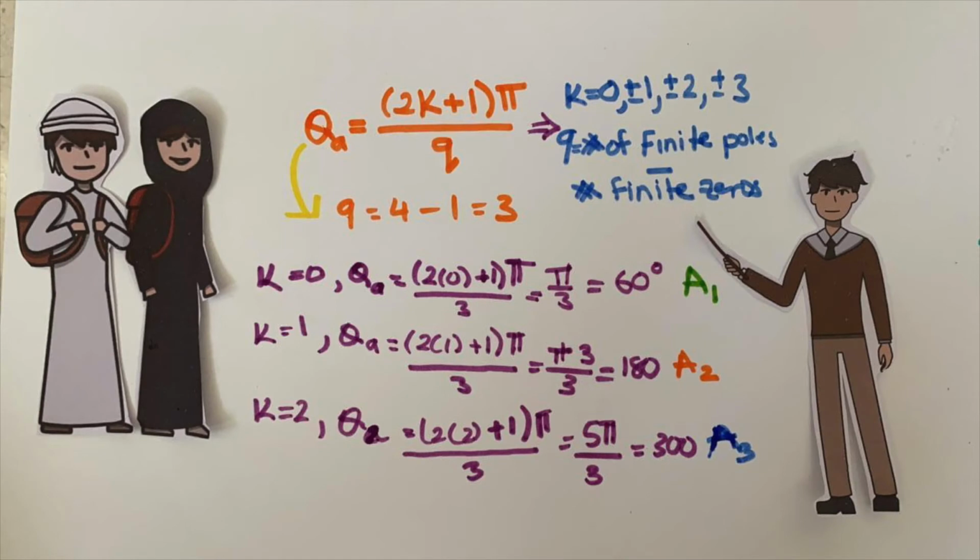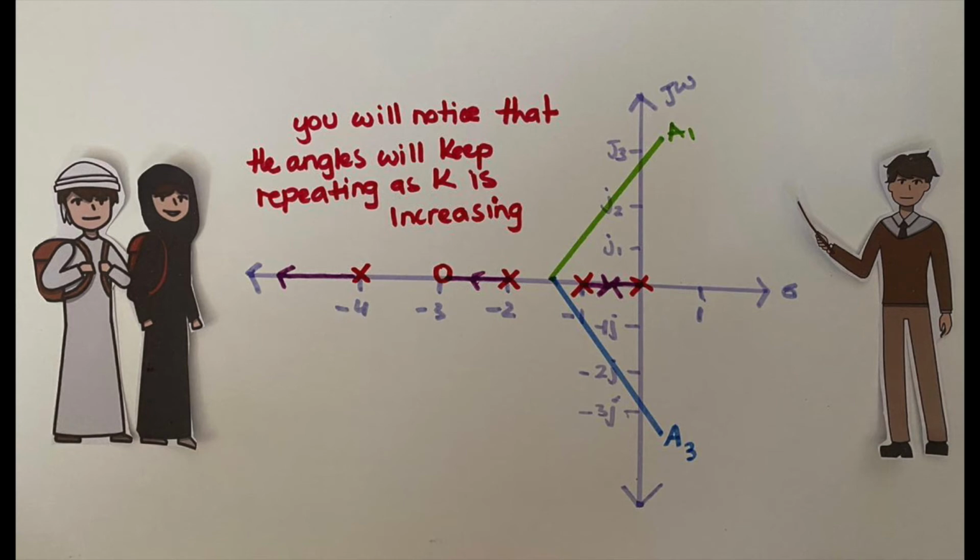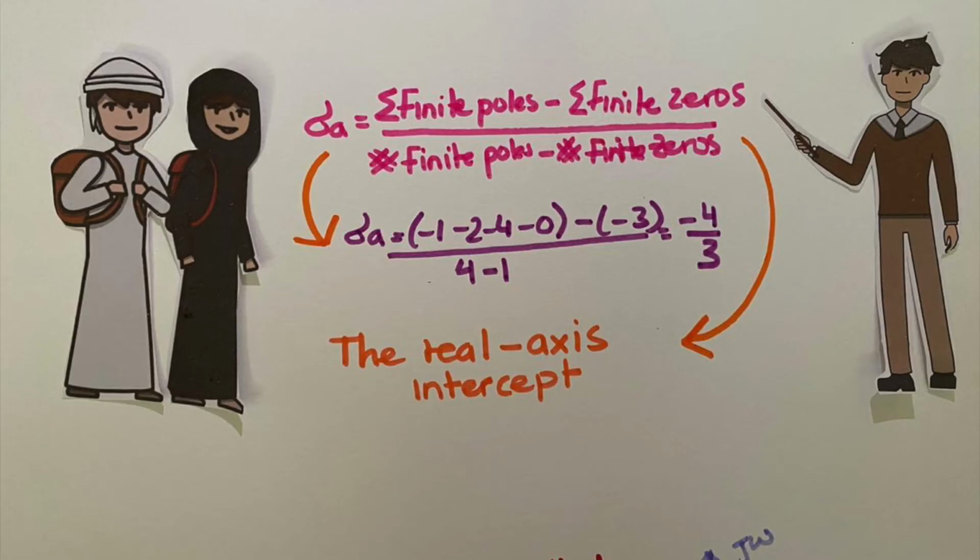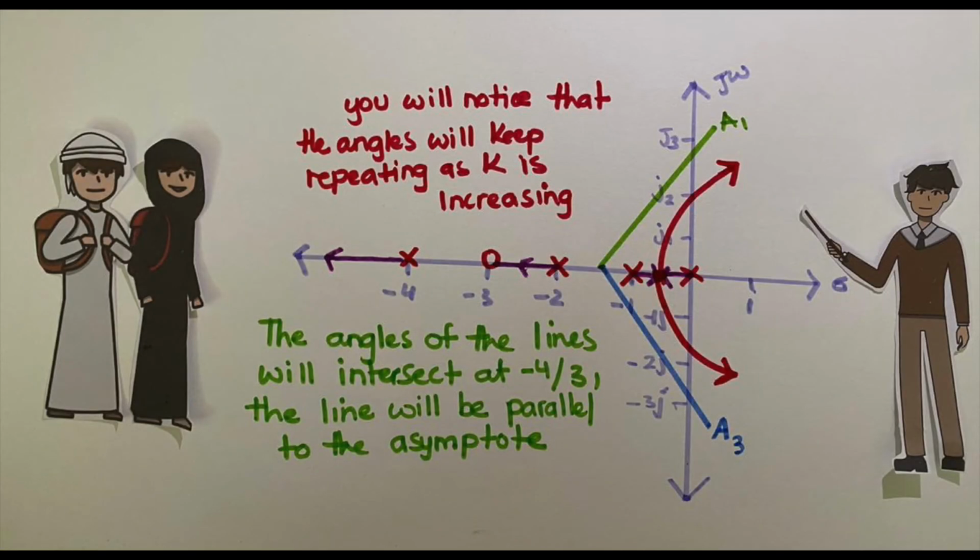First, using this equation where k is equal to 0, plus minus 1, plus minus 2, and plus minus 3. Q is equal to the number of finite poles minus the number of finite zeros. You will notice that the angles will keep repeating as k is increasing. The real axis intercept can be found using this equation. The lines will intersect at this point. The lines will be parallel to the asymptote.